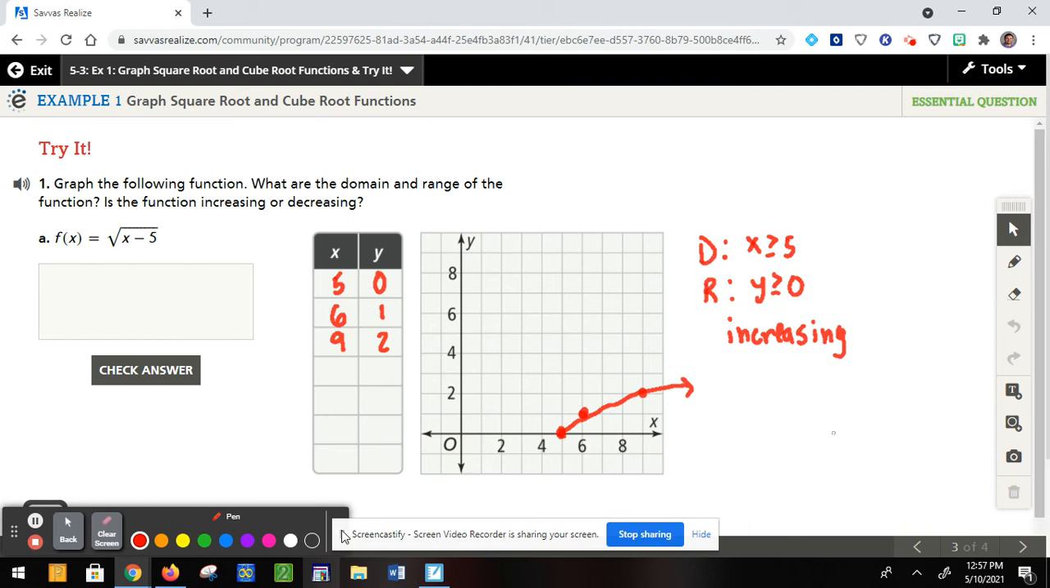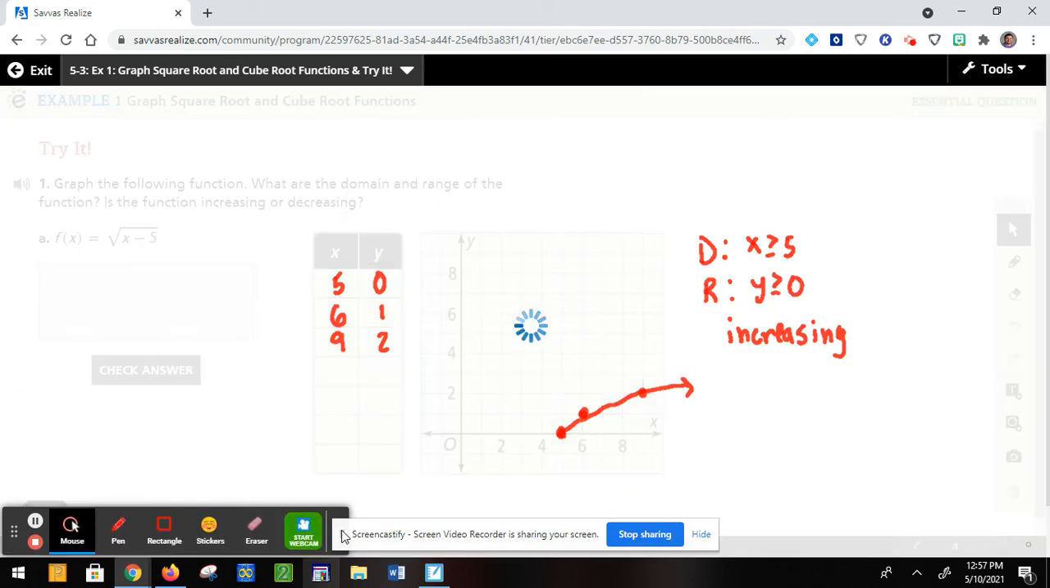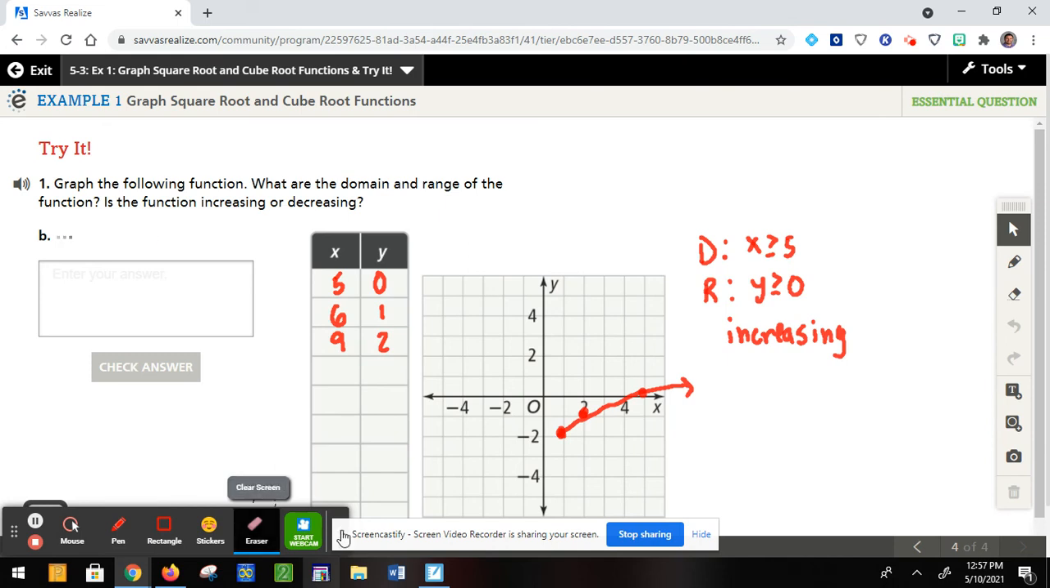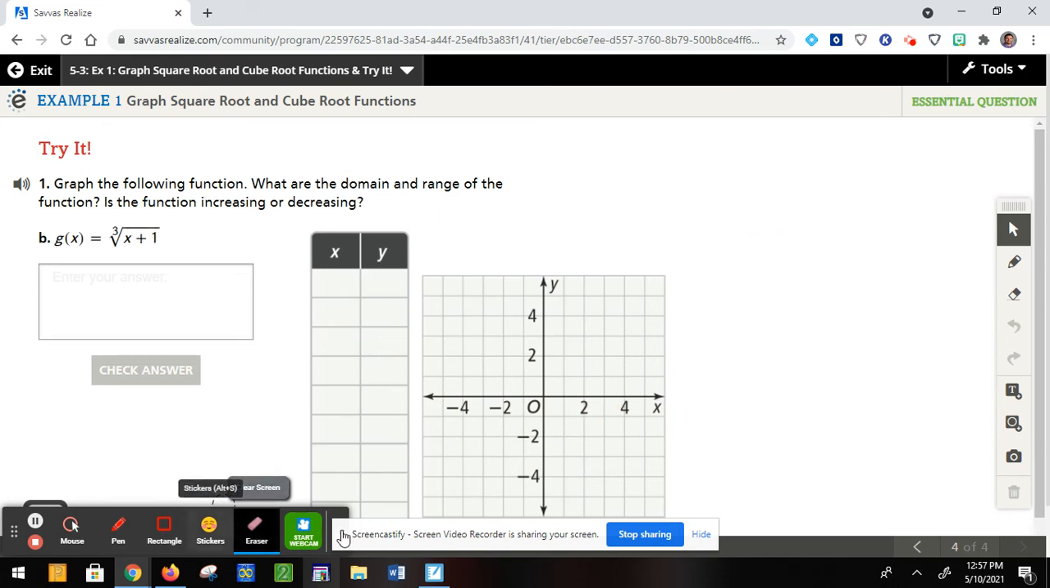All right, let's look at the next one. Let's clear all that out. So same deal, try this one. We'll pause it, try it, and then come back and check.